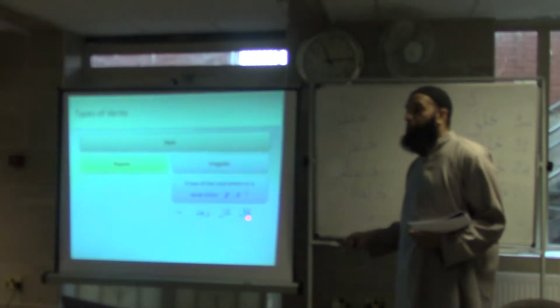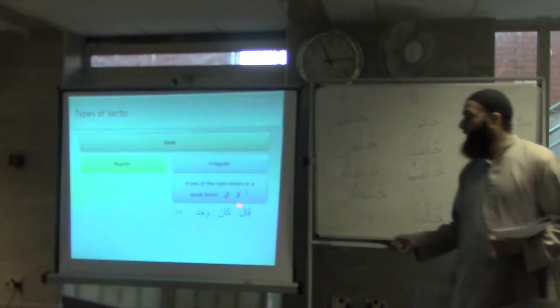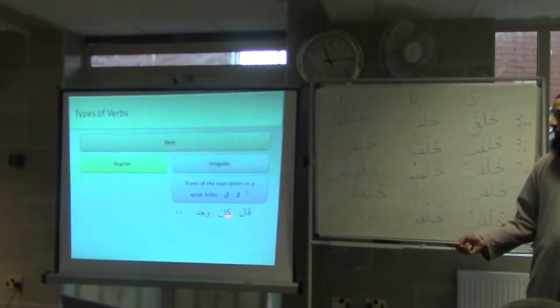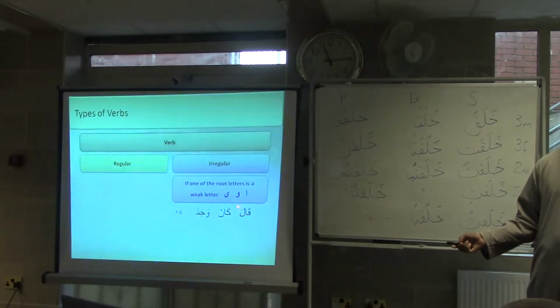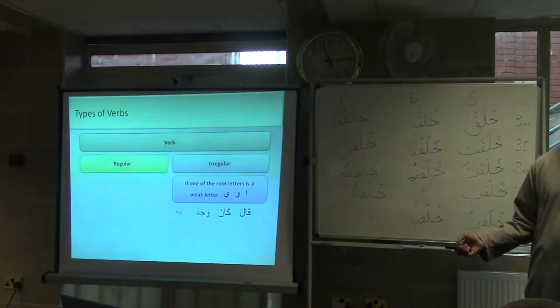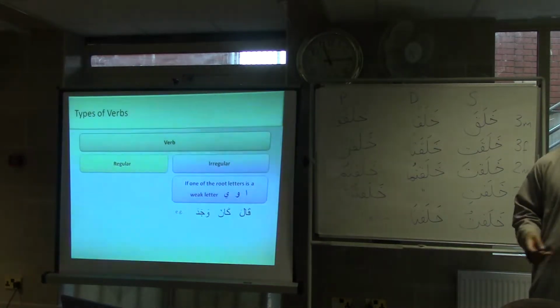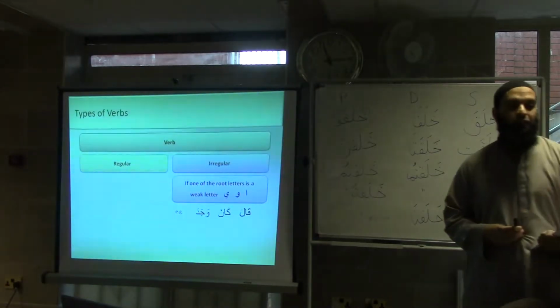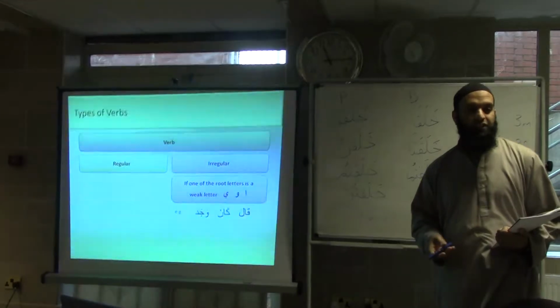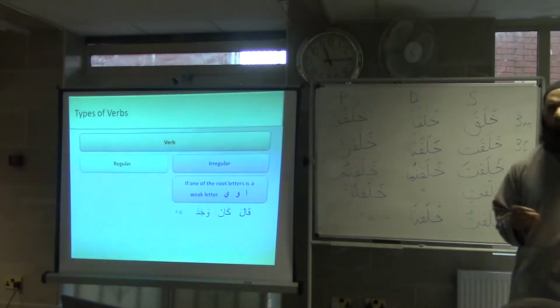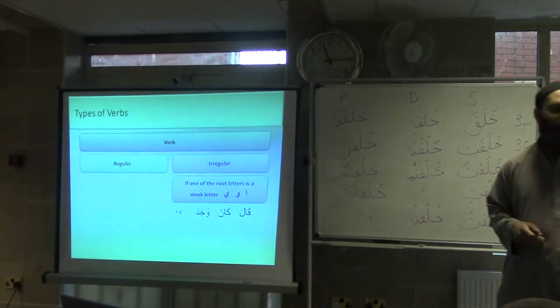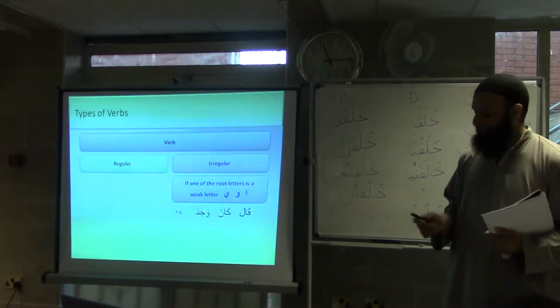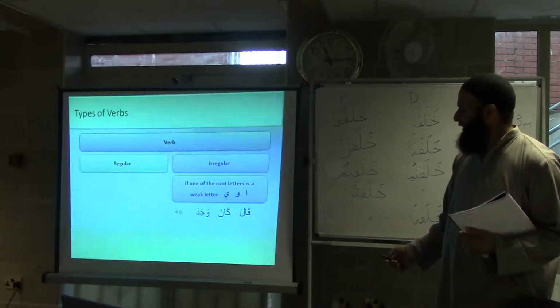Like qala, that's irregular. Like kana, qala means he said, kana means he was. Wajada means? He found. SubhanAllah. Where did you learn wajada means he found? Where did you learn that from? These lessons. Excellent. And was it on our vocabulary list? Yeah. I thought I learned it in previous weeks. No, lesson 5. Okay, excellent.